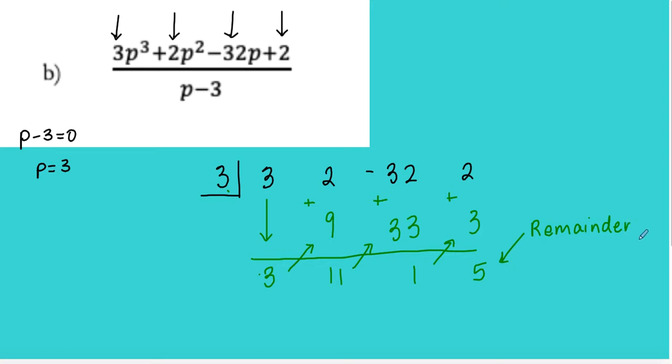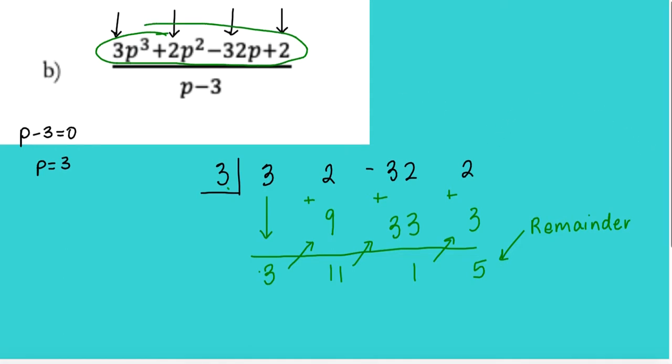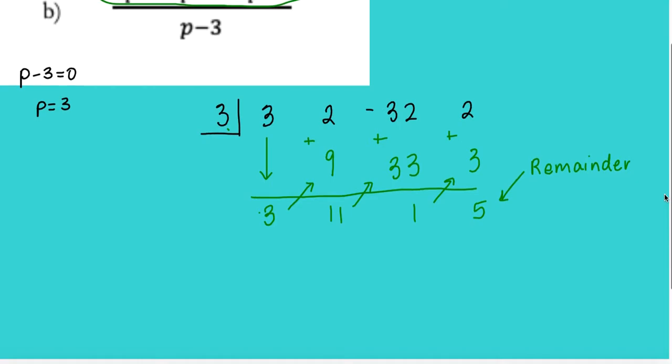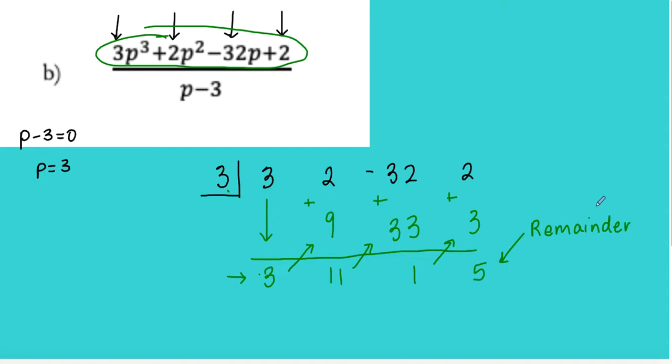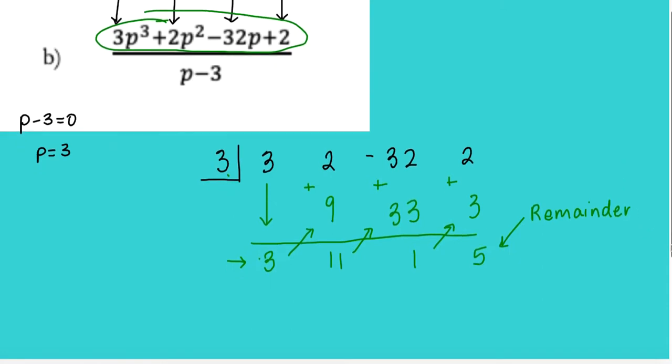So I actually know that the point 3, 5 lives on this graph, on the graph of 3p cubed plus 2p squared minus 32p plus 2. All right, but how do I write this as, like we did on the other one? Well, this row here, we call it the depressed polynomial, okay? So we work our way down 1 degree, and these are our new leading coefficients to our depressed polynomial. So our depressed polynomial then would be 3p squared plus 11p plus 1, and then our remainder would go over our original divisor.